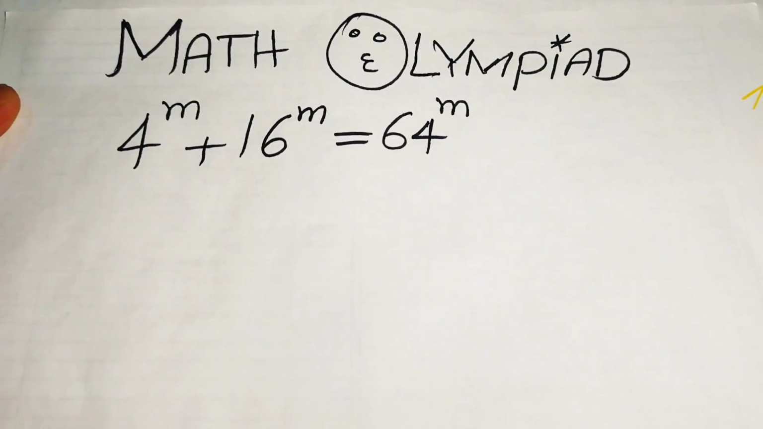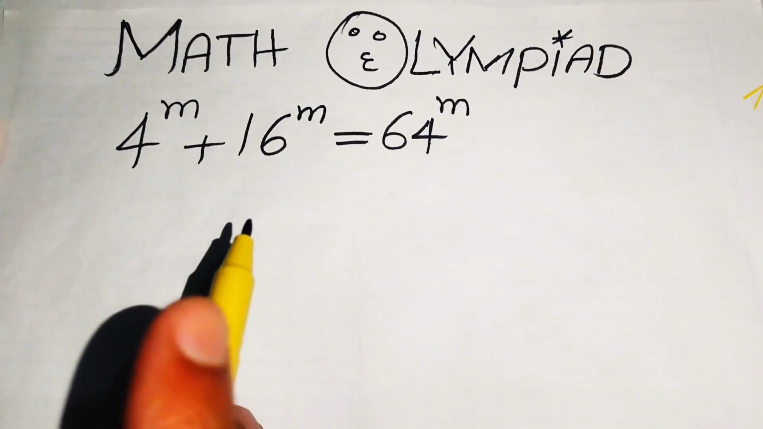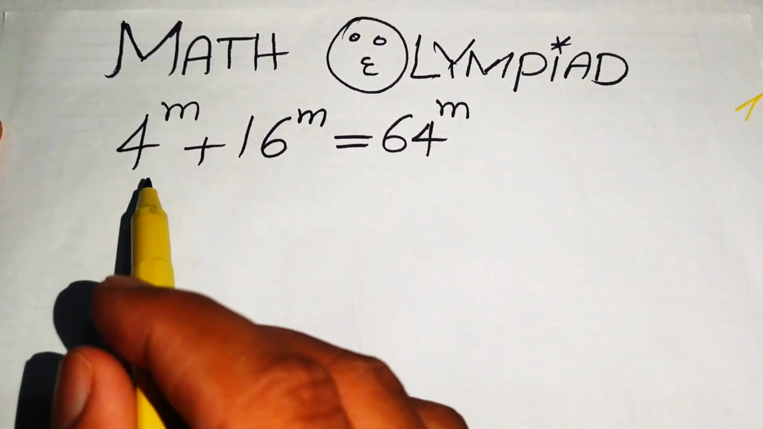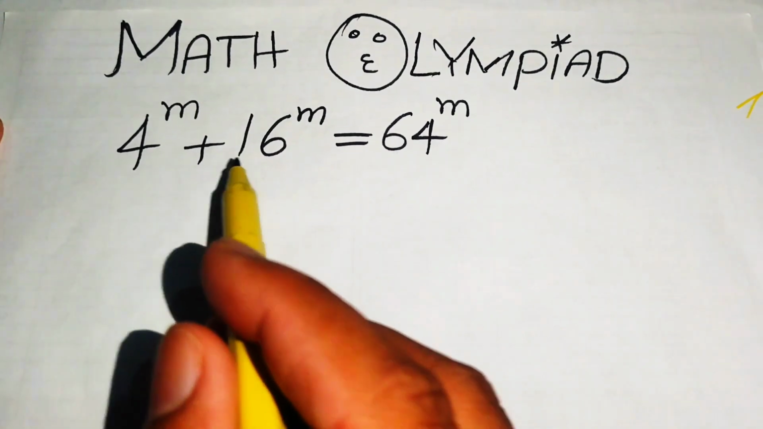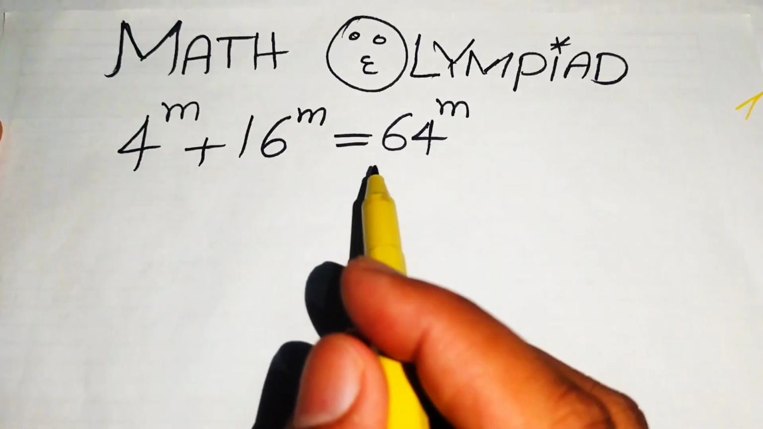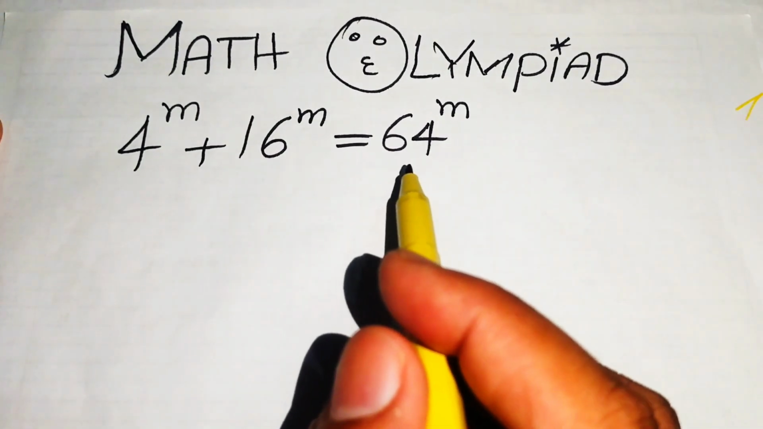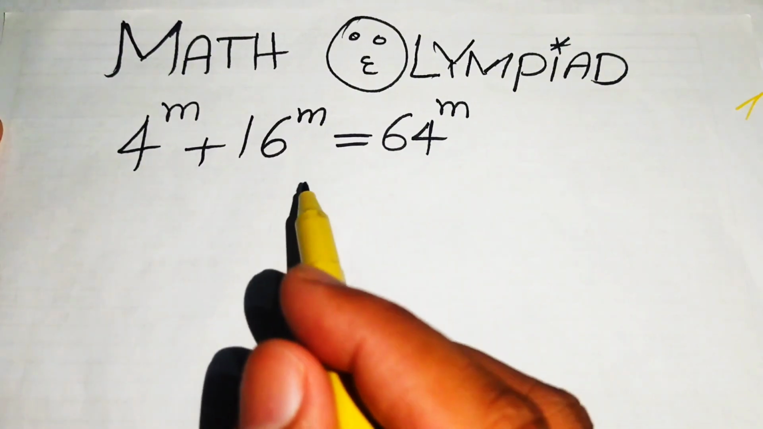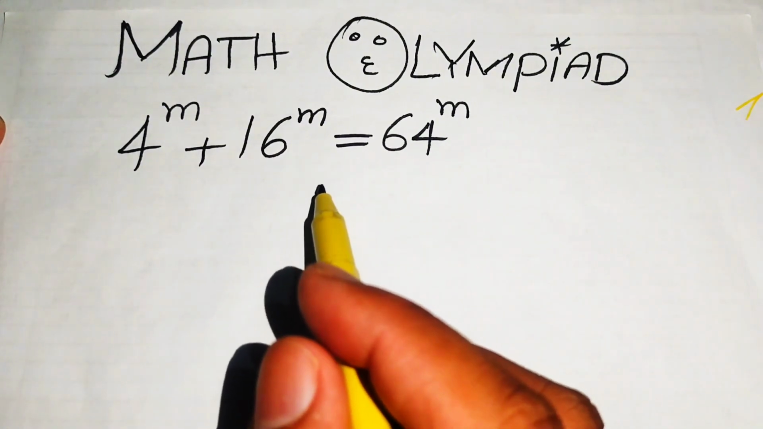Hello everyone, welcome to solve this math Olympiad exponential equation problem, and here we have 4 to the power of m plus 16 to the power of m equals 64 to the power of m. And now we solve this problem for the values of m.